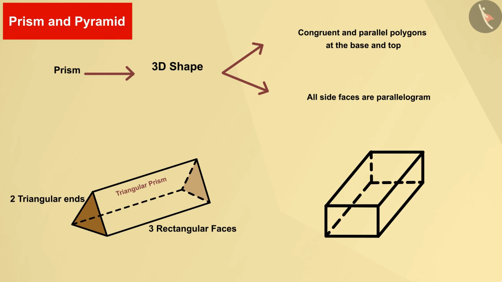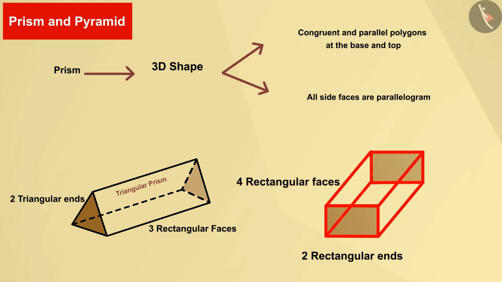We can see that its base and upper ends are both rectangles, which are parallel to each other, and all its side faces are rectangles. This is called a rectangular prism. We also know it by the name of cuboid. If you notice, you will see that the prisms are named according to their base and upper end.